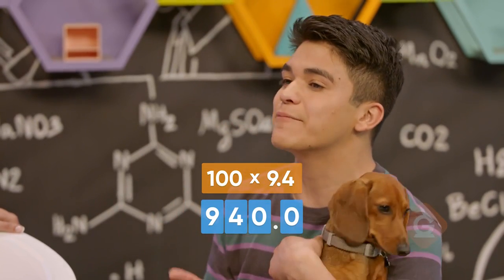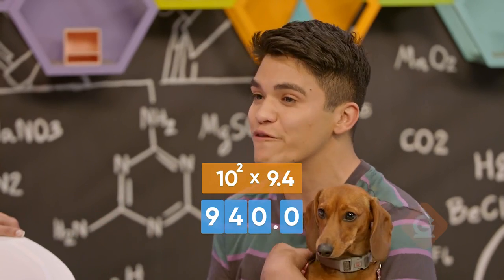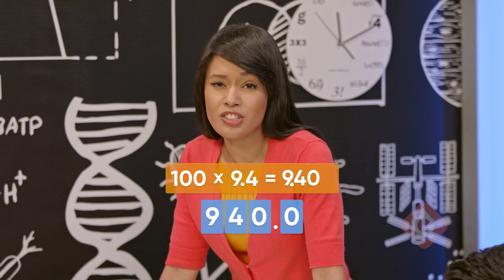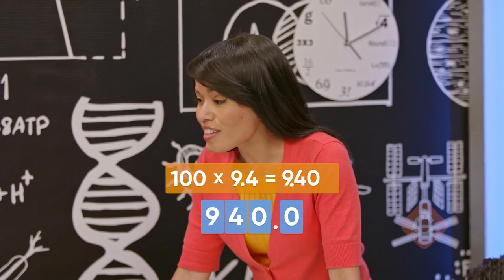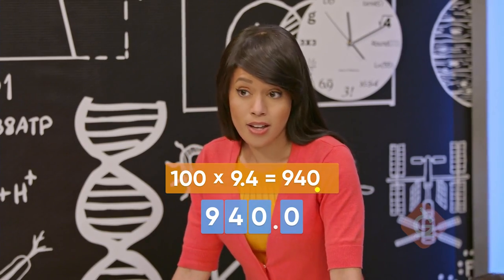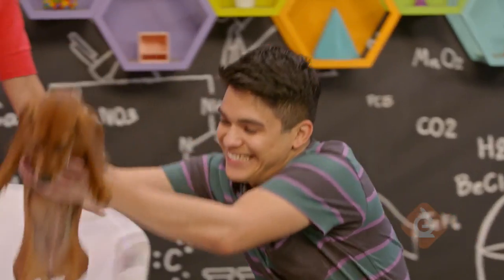And this is the same answer you would get by multiplying 10 to the power of 2 times 9.4. Well done. And since on paper you can't move the digits that way, you can just shift the decimal point to the right 2 place values. Now comes the hard part. Getting Scruffy ready for a bath.